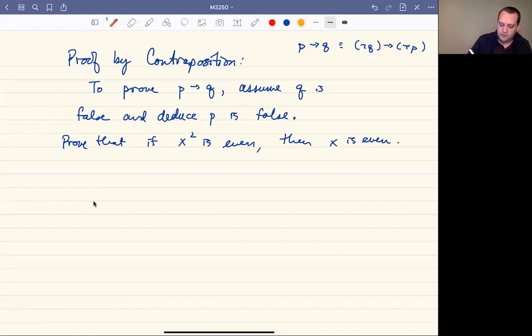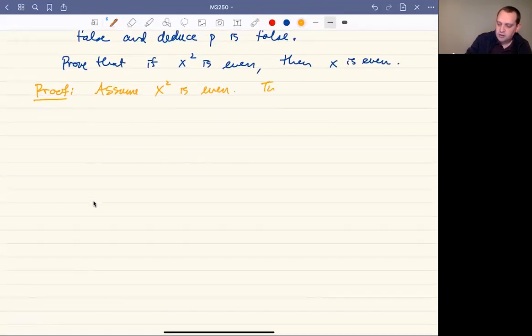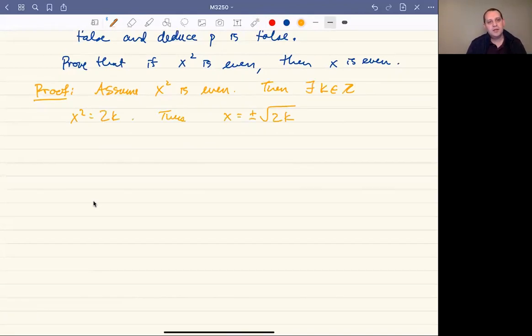I want you to notice what's going to happen. Let's start off with a proof that's not going to work. So assume x squared is even. Then there exists an integer k, so that we can write x squared is equal to 2k. And thus x is equal to plus or minus the square root of 2k. And this is bad because now it's not clear that x is an integer anymore. It depends on what k is.